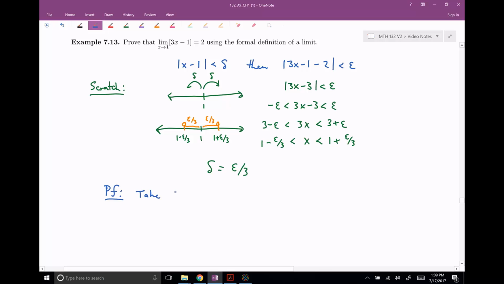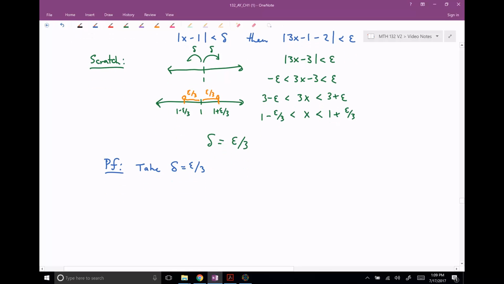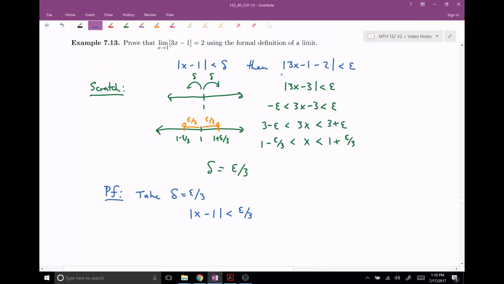So I'm going to take delta to be equal to epsilon over 3. And we're going to suppose that the absolute value of x minus 1 is less than epsilon over 3, right? So x and 1 are within distance epsilon over 3 from each other. And now I like to use a sequence of logical math steps here that let us prove that f of x and 2 are within distance epsilon from each other.